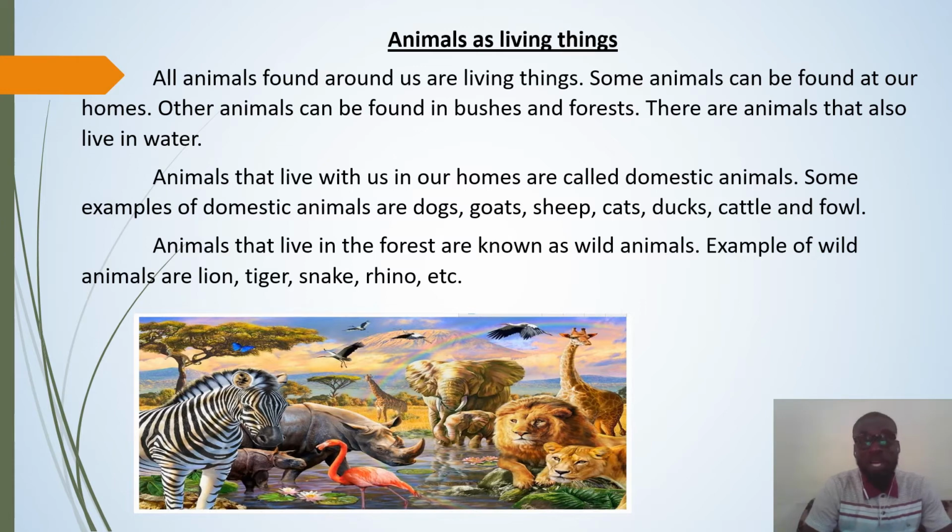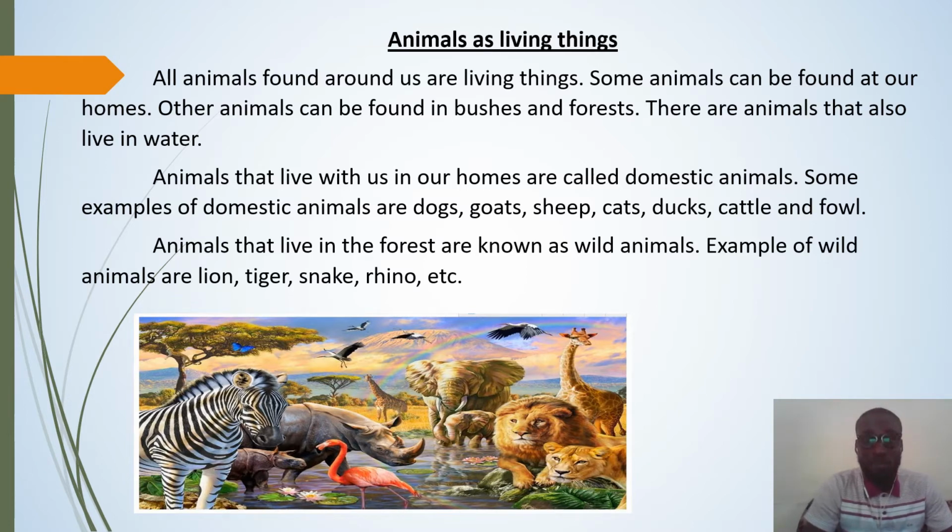Animals that live with us in our homes are called domestic animals. So animals that live with us at home are known as what? Domestic animals. Some examples of domestic animals are dogs, goats, sheep, cats, cattle, fowl, and so many others.